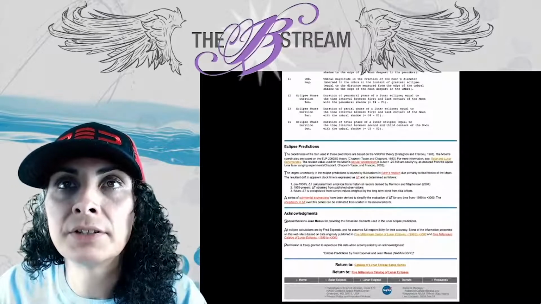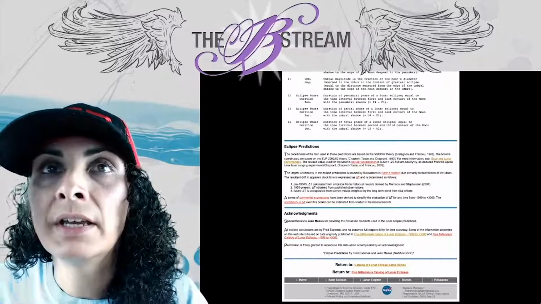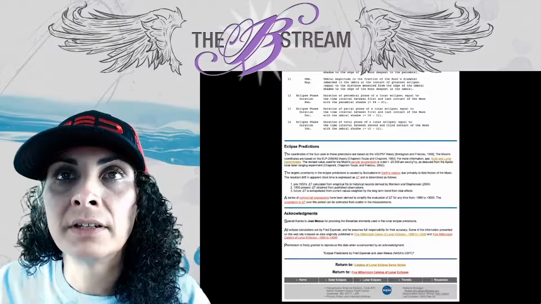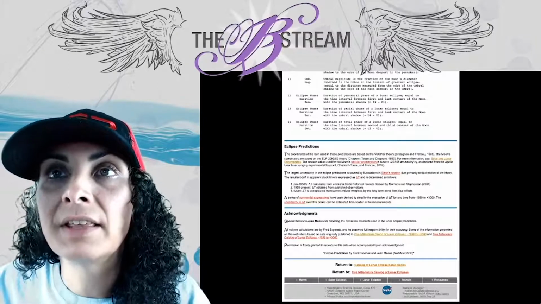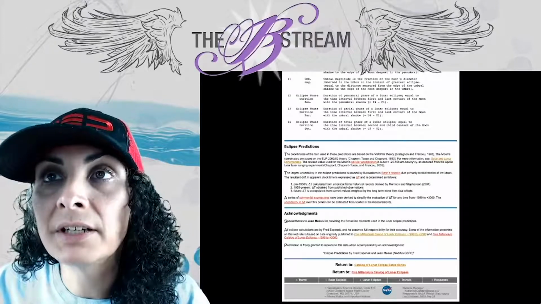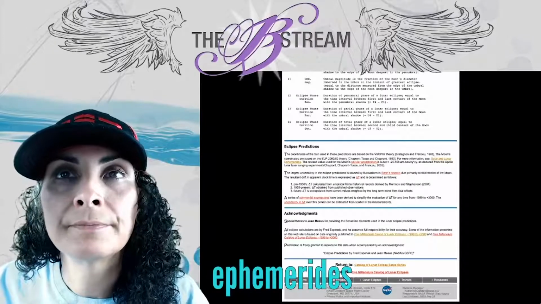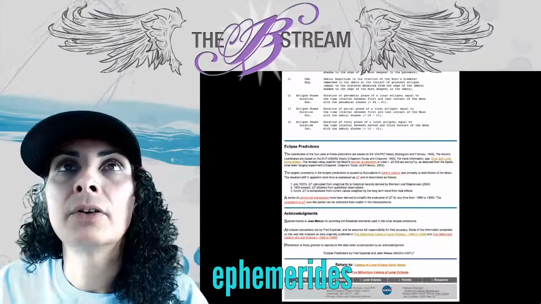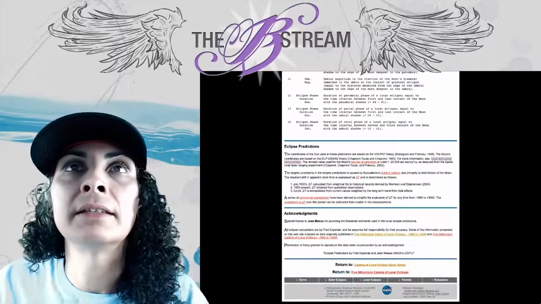The coordinates of the sun used in these predictions are based on the VSOP 87 theory. The moon's coordinates are based on the ELP 2082 theory. Based on theory. For more information, see solar and lunar ephemerids. Okay, solar and lunar ephemerids. Let's open that link.